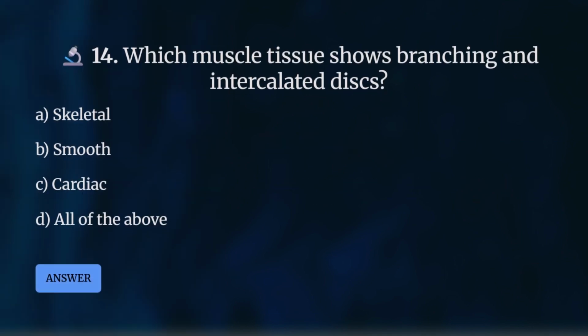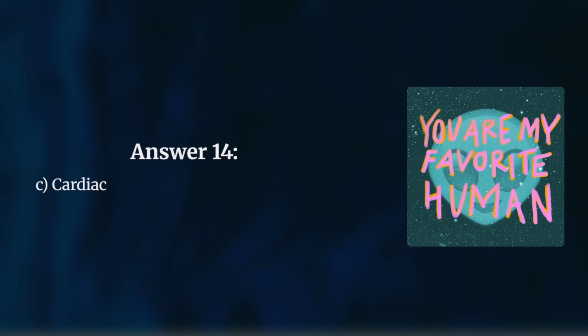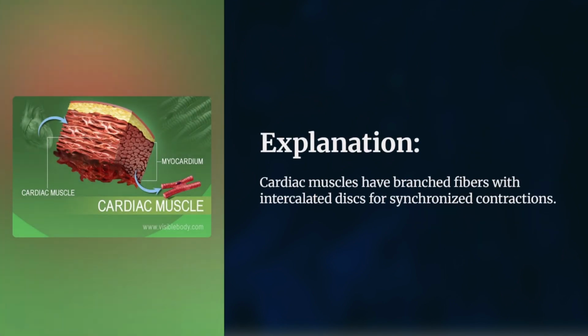Question number 14. Which muscle tissue shows branching and intercalated discs? Options are A. Skeletal, B. Smooth, C. Cardiac, and D. All of the above. So the muscle tissue showing branching and intercalated disc is your cardiac muscle tissue. Cardiac muscles have branched fibers with intercalated discs for synchronized contractions.